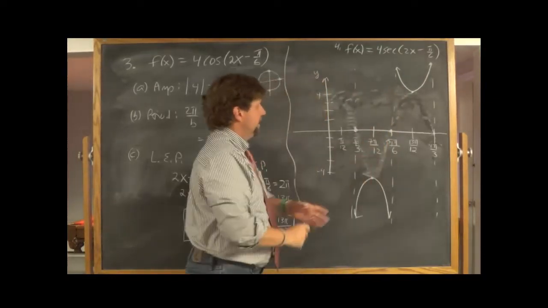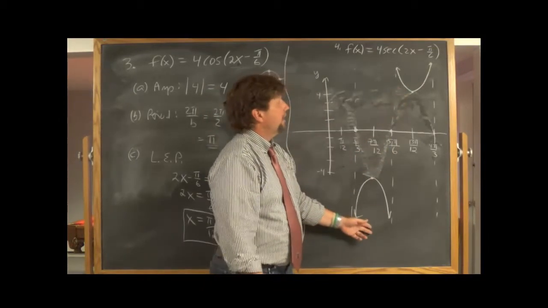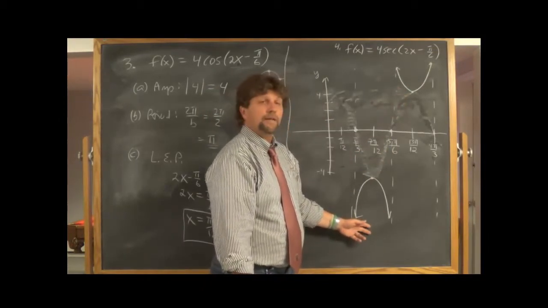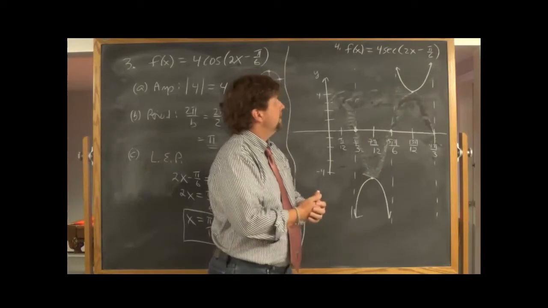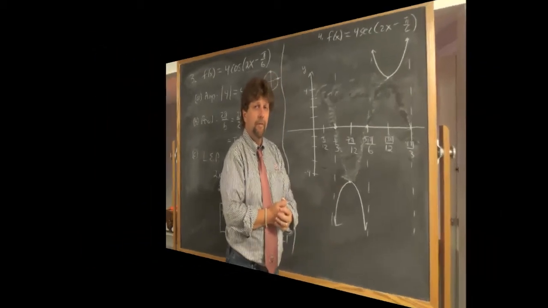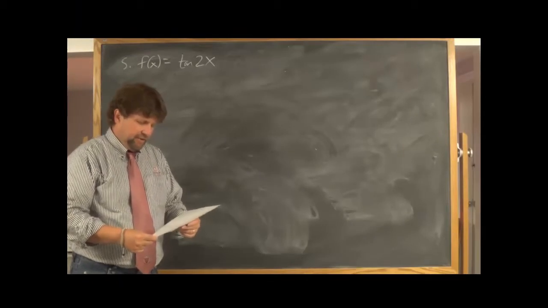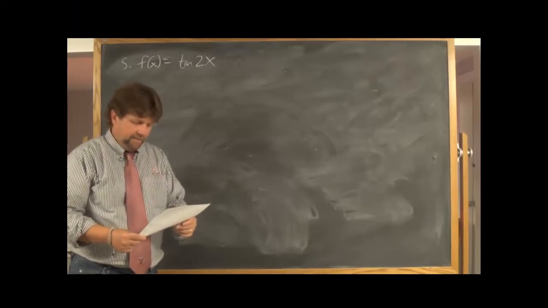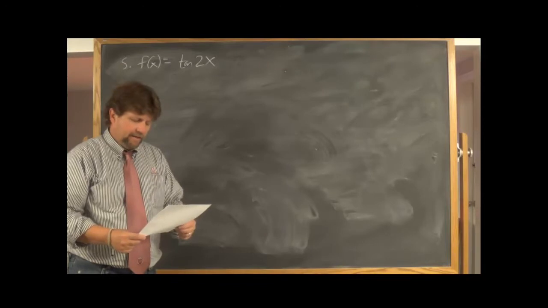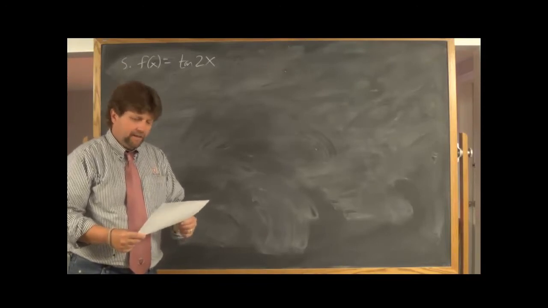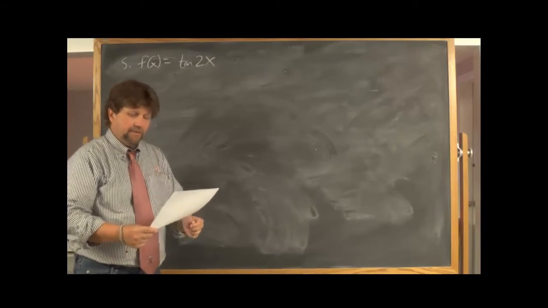So that all you see is the graph for secant 2x minus pi over 6. So that's it for 3 and 4. All right, hey, here in number 5, I gave you the function f of x equals tangent 2x. Part A, determine the period. And part B, sketch the graph over one period and label the vertical asymptotes.